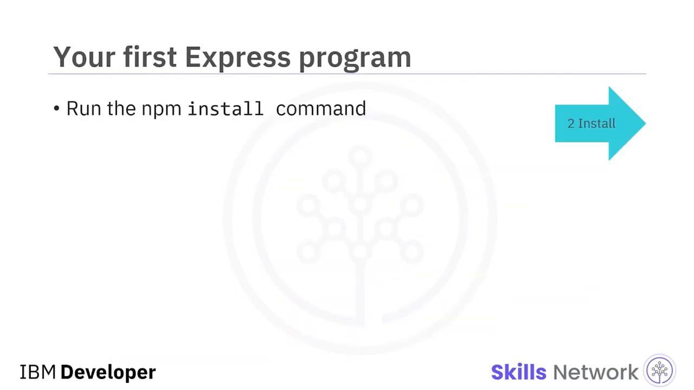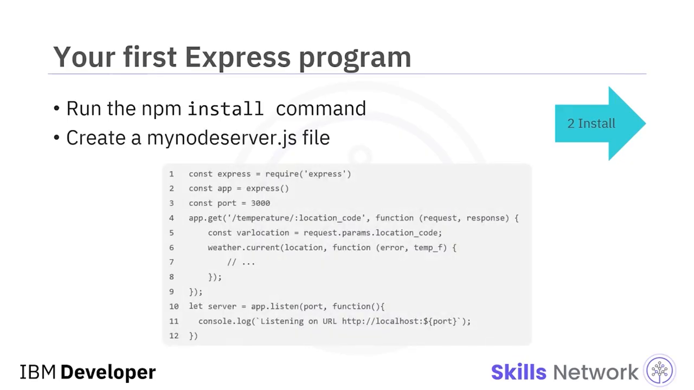When you declare Express as a dependency in your Node.js project and download any missing modules, you create a mynodeserver.js file in your project folder. Now you can start coding with your first Express program. In this example, we are writing a program to retrieve current weather conditions.